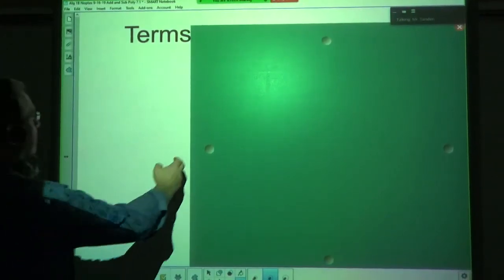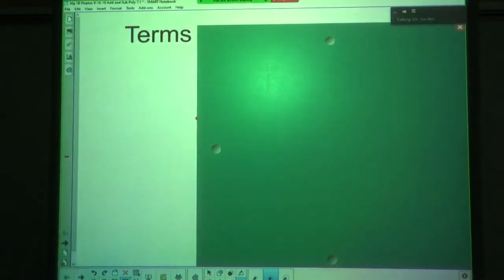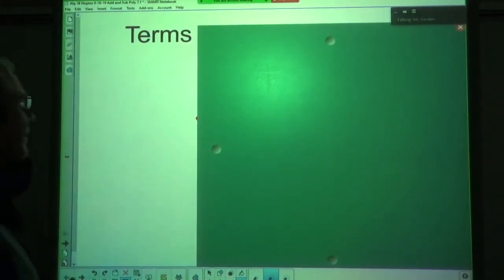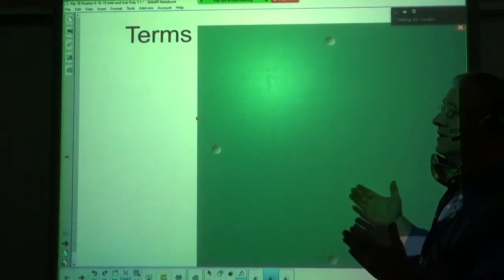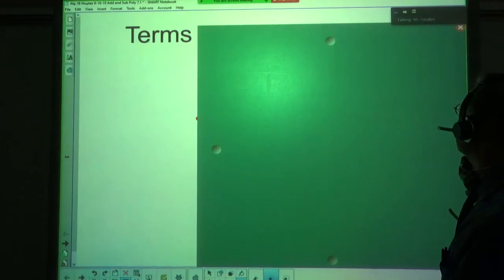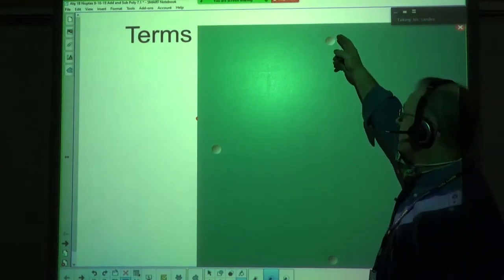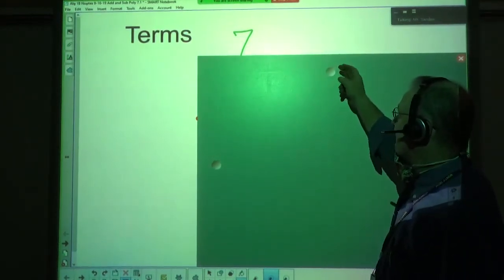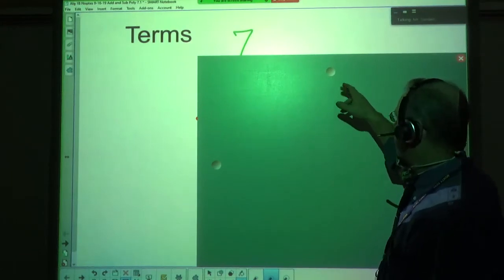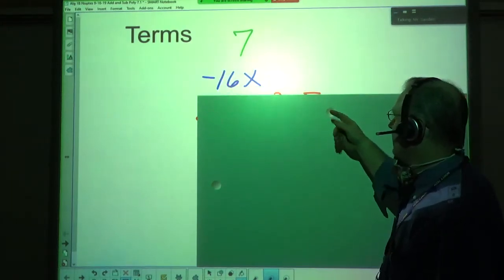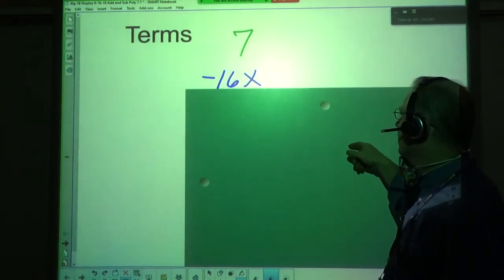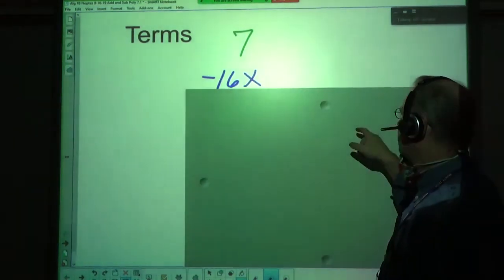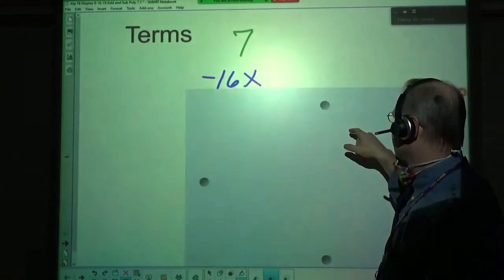We're talking about adding and subtracting polynomials, but first you need to know what terms are. In math, a term is part of a polynomial, and an example of a term would be something like 7, just a single number all by itself. Or maybe negative 16x is a term. Terms are separated by addition or subtraction typically.